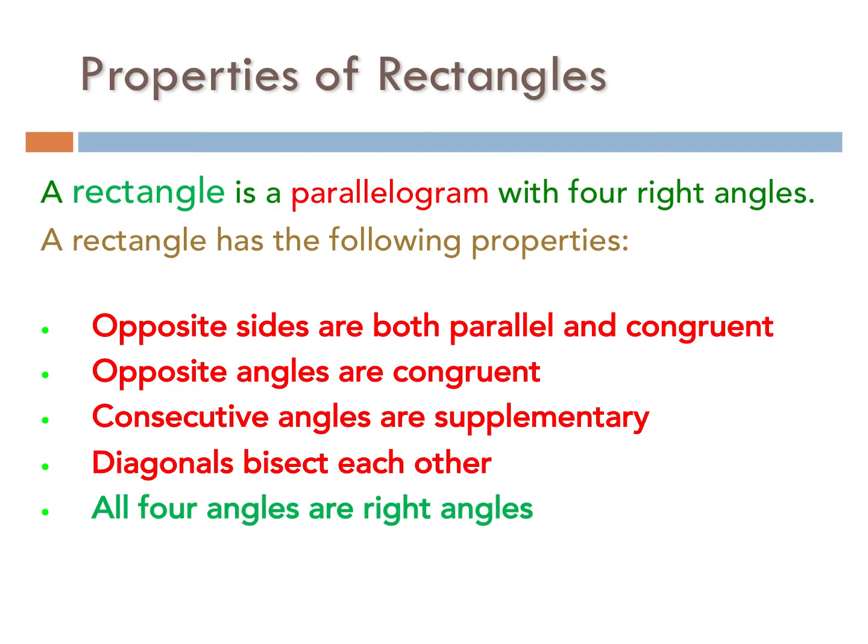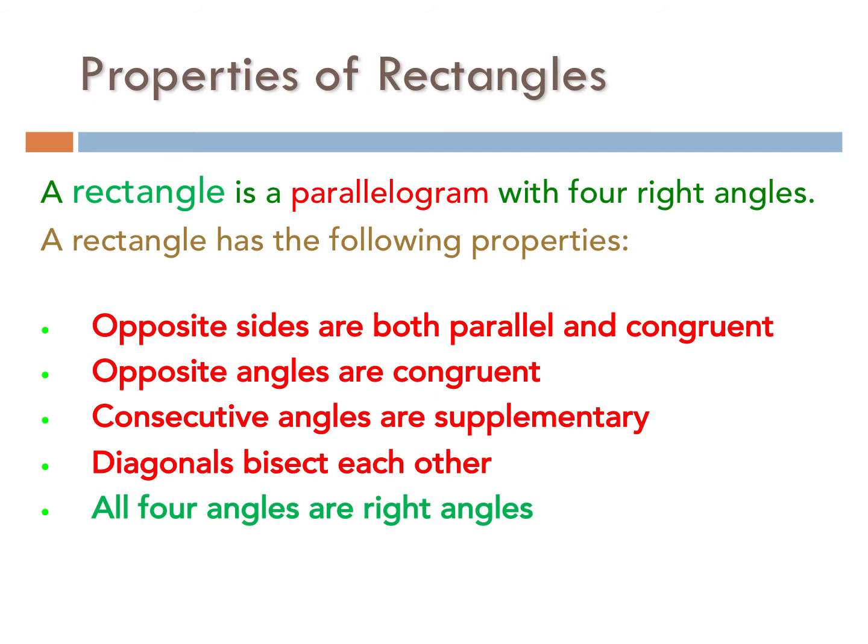So here are the properties of a rectangle. Opposite sides are both parallel and congruent. It gets that from above it in the hierarchy in the quad tree. It gets it from the parallelogram. Opposite angles are congruent, from the parallelogram. Consecutive angles are supplementary, from the parallelogram.